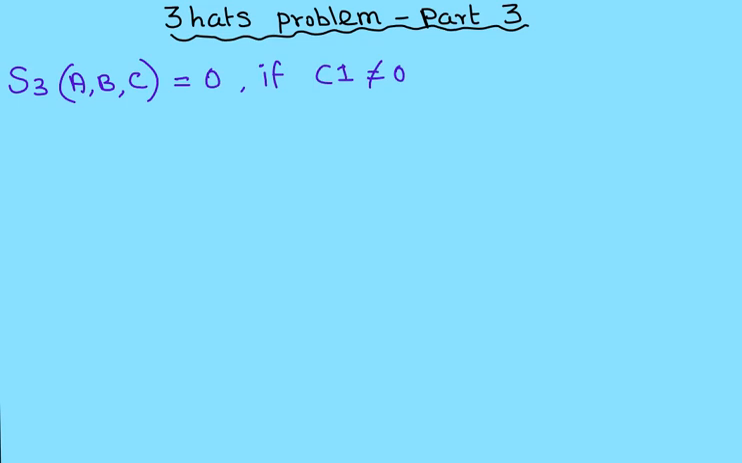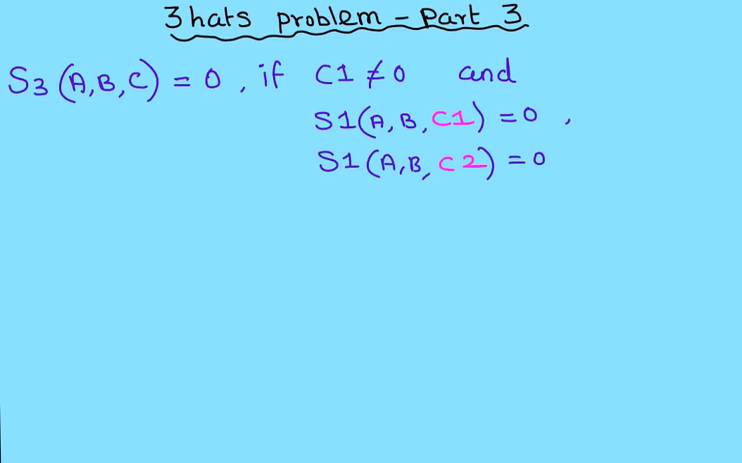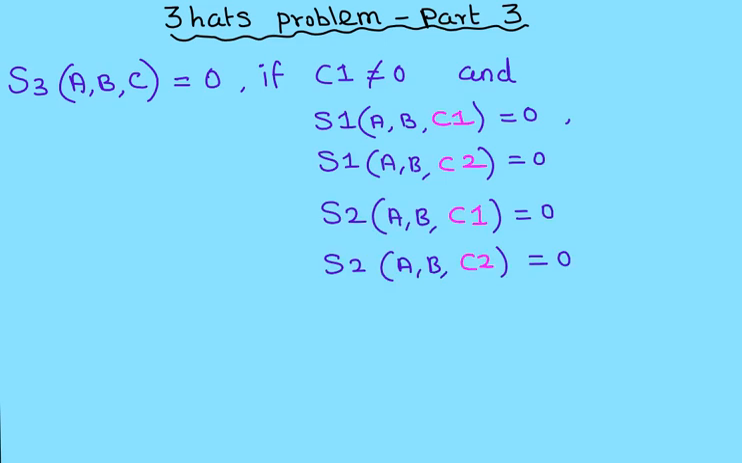and the first statement remains 0 for both the values of c1 and c2, as well as the second statement remains 0 for both the values c1 and c2. We can combine these equations into 1. So it is 1 otherwise.